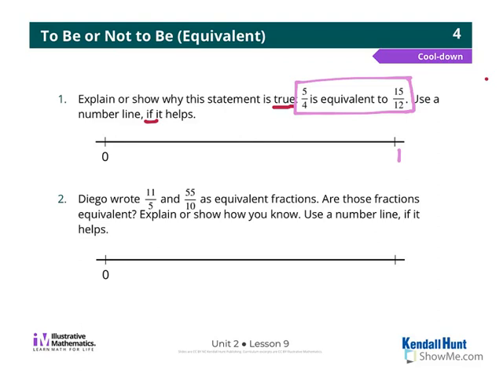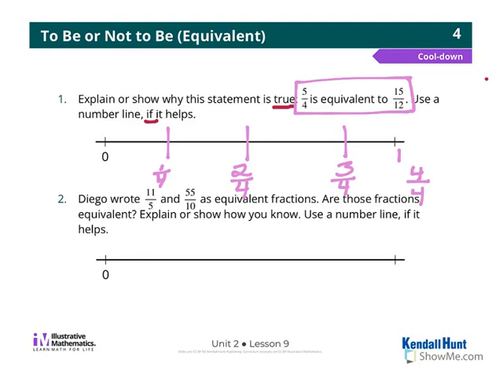I'm going to say, okay, 1 whole. All right, first I'm going to start with 5/4. My denominator is a 4, so I will split it into 4 equal parts. So we would have 1/4, 2/4, 3/4, and of course 1 whole is 4/4.